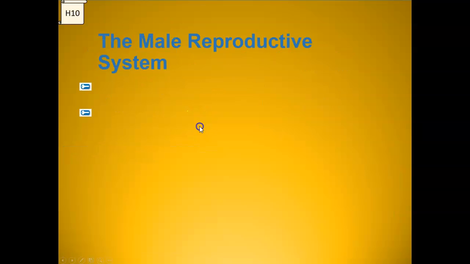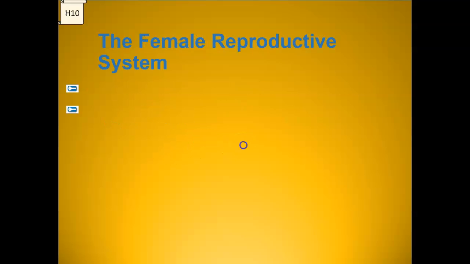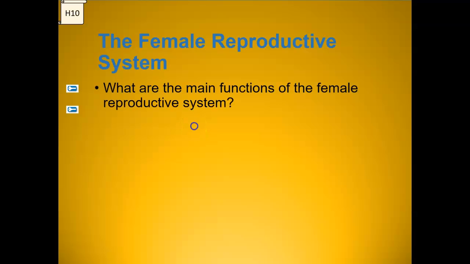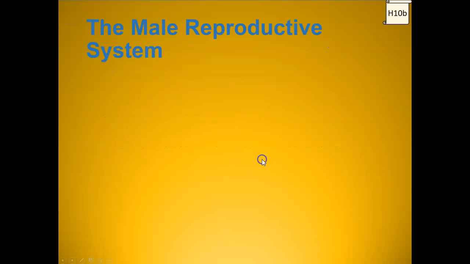All right. So some main functions of the male reproductive system: to produce and release active sperm. The female system functions are to produce eggs, to prepare the female's body to nourish developing embryos. That's super important too. All right, so let's look through the male reproductive system. What do we actually see here? So we'll list the terms first, and then we'll look at the pictures.